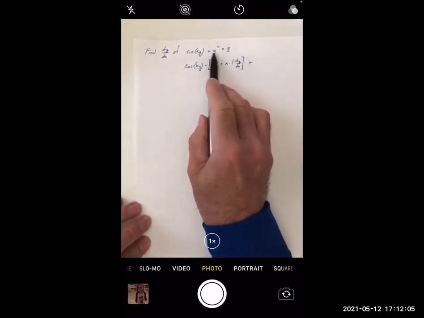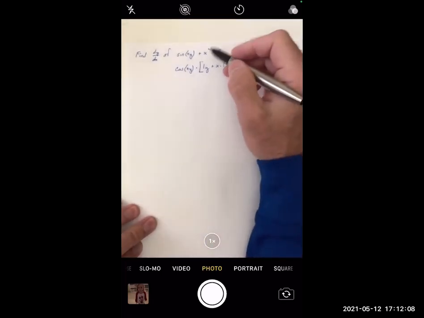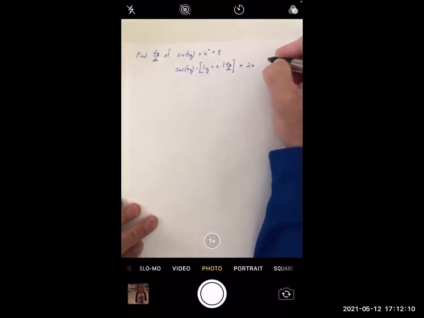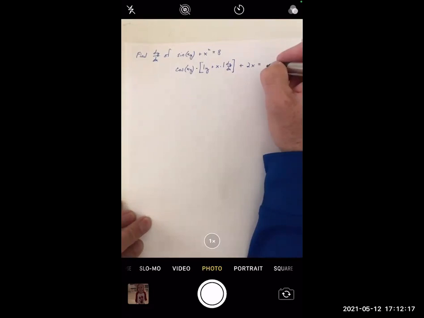So now we have the other two terms. The derivative of x squared, that's just 2x. The derivative of 8 is 0.